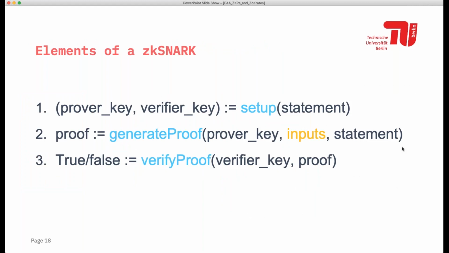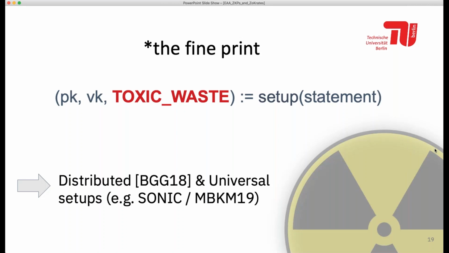So in summary, we have three steps. First, we do that setup step for a given statement or program, and we get these prover and verifier keys. Then using a prover key and inputs to a statement, we can generate a proof that shows that this statement is actually satisfied for the given inputs, but these inputs do not have to be revealed in the process. And then using only the proof and the verifier key, a verifier can verify a proof and find out whether it's true or false. The fine print is here.